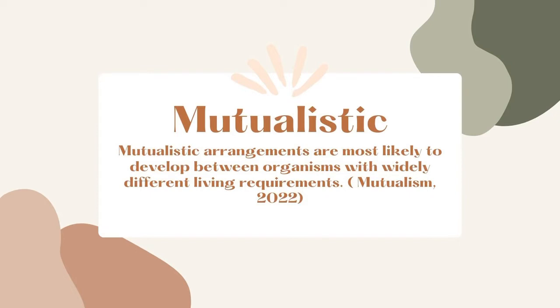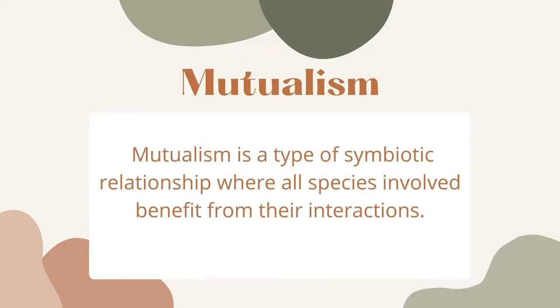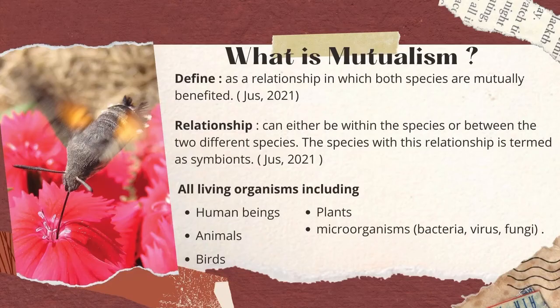Mutualistic arrangements are most likely to develop between organisms with widely different living requirements. Mutualism is a type of symbiotic relationship where all species involved benefit from their interaction. What is mutualism? The term mutualism can be simply defined as a relationship in which both species are mutually benefited.